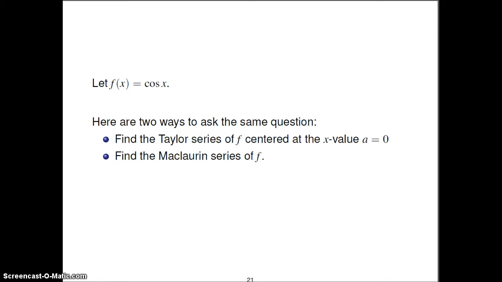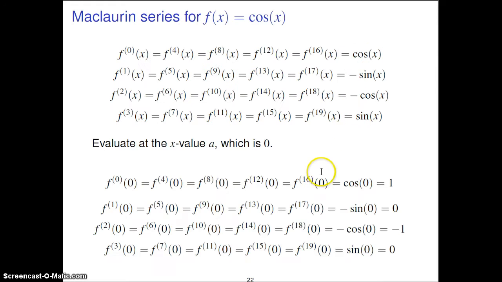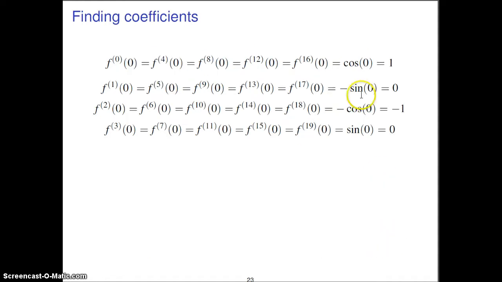So we're going to look at cosine of x this time and make a Maclaurin series for cosine of x. Same deal as before, take a bunch of derivatives, plug in the center, which is 0. We're still using 0 for the center because we're talking about a Maclaurin series. And so you have these numbers. We'll copy those again to the next slide here.